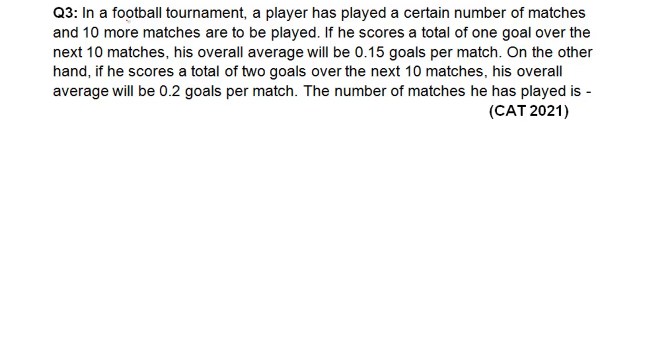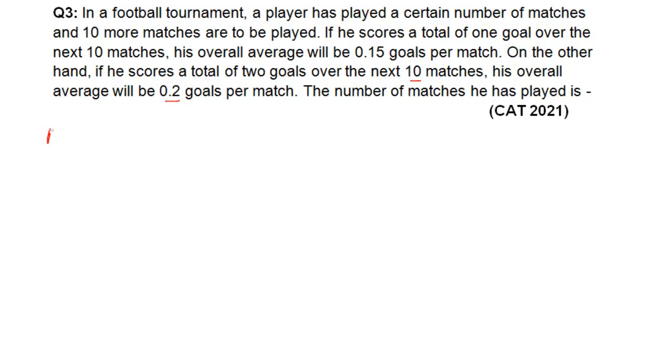Let's take the next question. In a football tournament, a player has played a certain number of matches and 10 more matches are to be played. If he scores a total of 1 goal over the next 10 matches, his overall average will be 0.15 goals per match. On the other hand, if he scores a total of 2 goals over the next 10 matches, his overall average will be 0.2 goals per match. The number of matches he has played is.